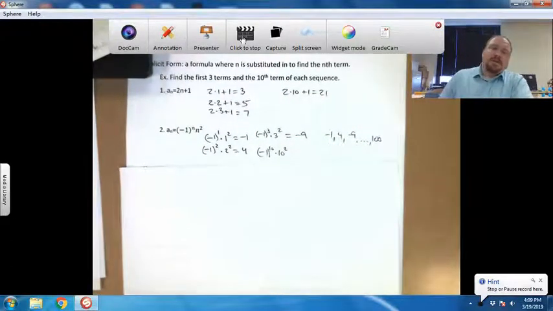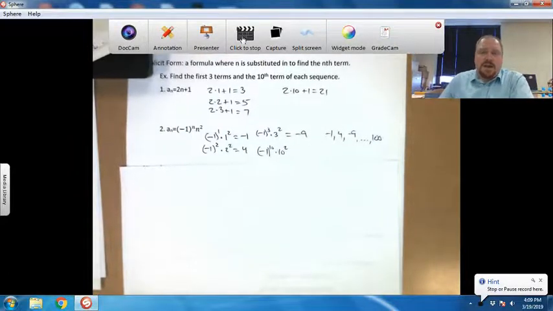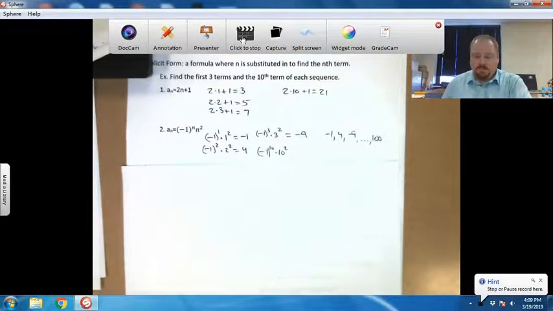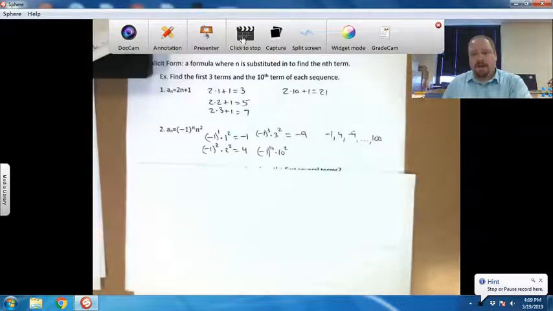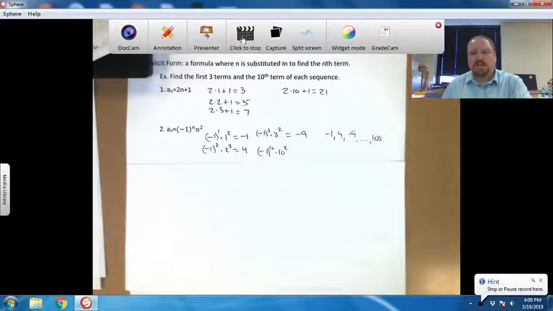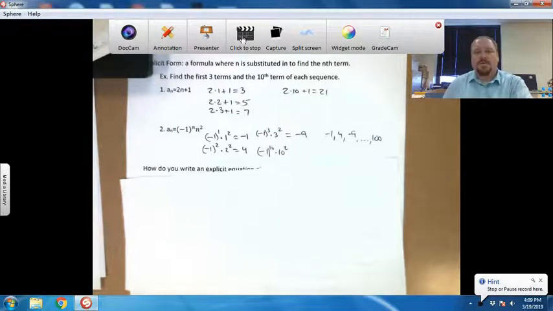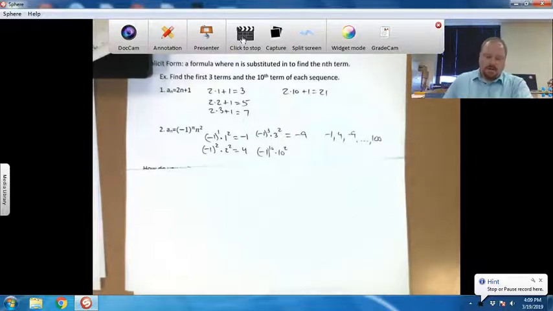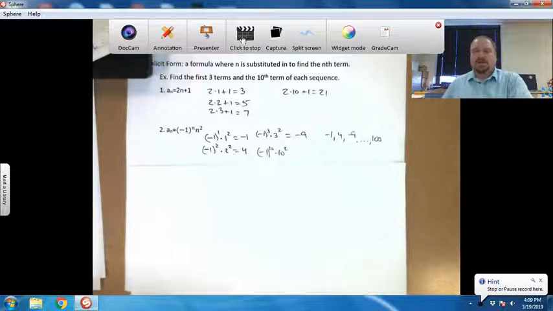Now, no, I do not expect anyone to necessarily do these in their head, but if you can do so, you're welcome to it. But do feel free to use a calculator, but please, please, please use those parentheses. If you don't use the parentheses, you're going to get an incorrect sign answer. Now, that's just using the explicit form.